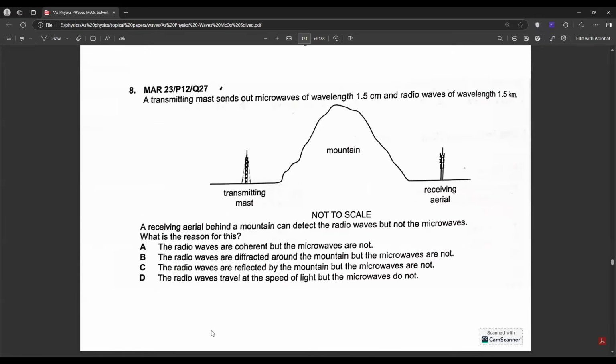A transmitting mast sends out microwaves of wavelength 1.5 centimeter and radio waves of wavelength 1.5 kilometers. Perfect. A receiving aerial behind a mountain can detect the radio waves but not the microwaves. Okay, microwaves, as you can see, have a very small wavelength. Radio waves have a very large wavelength. What is the reason for that? Radio waves are coherent? No. Radio waves are diffracted? Yes. B could be your answer. Since radio waves have such a large wavelength, they can be diffracted and they reach this receiving aerial. However, microwaves having a shorter wavelength cannot get diffracted and reach this receiving aerial.